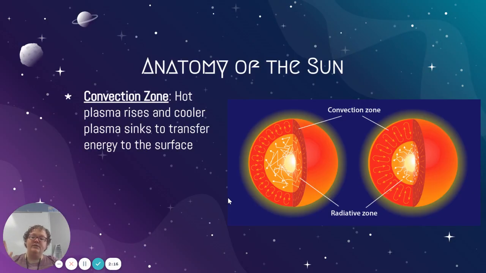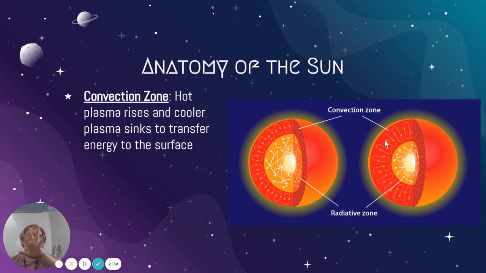Next layer out is the convection zone. So the convection zone, just like it sounds, has convection taking place. That's where the hot plasma is going to rise, cooler plasma is going to sink, and that's how it's going to transfer that heat energy to the surface of the sun. So you can see in this diagram, the convection zone has these circular motions.